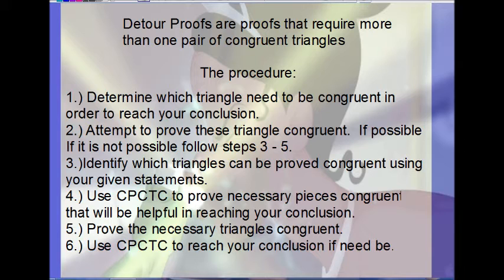Step 2. Attempt to prove these triangles congruent, if possible. If not possible, that's where the detour aspect comes into play, which is steps 3 through 5. You're going to identify which triangles can be proved using your given statements. You're going to use CP/CTC to prove necessary pieces congruent that will be helpful in reaching your conclusion. You're going to prove the necessary triangles congruent and use CP/CTC to reach your conclusion if need be.